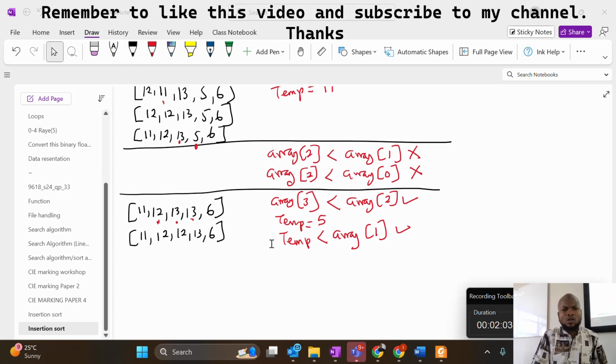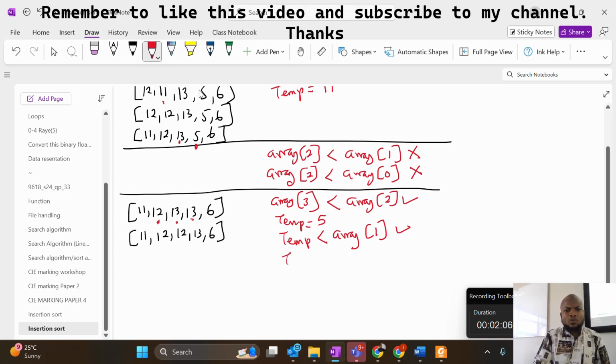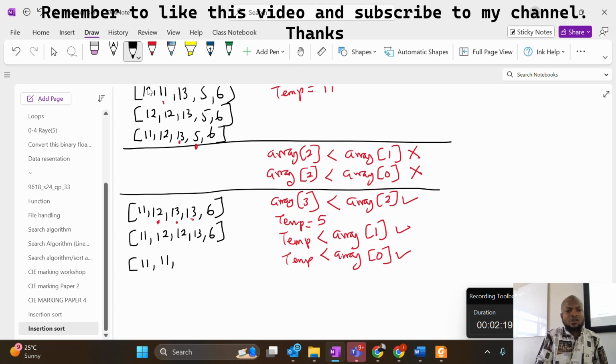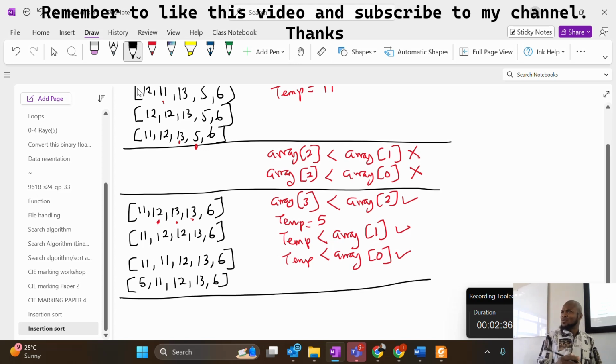The next thing is now to compare what? Temp with what? Array 0. Is temp less than array 0, everyone? Yes. So what do we do? Then I write the array as what? 11, 11, 12, 13, 6. Is there anything to compare with again? No. Then I put my temp value to that position. It becomes what? 5, 11, 12, 13, 6. And that is all. Do you guys understand the flow?